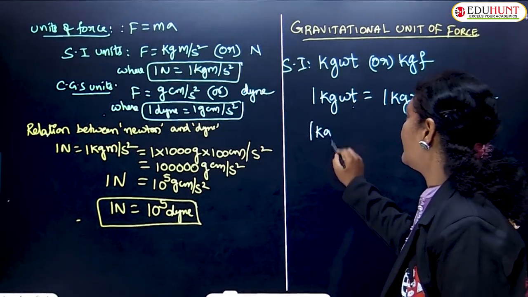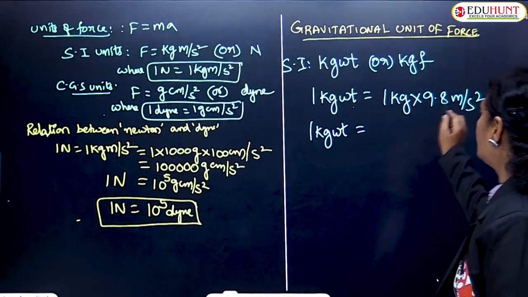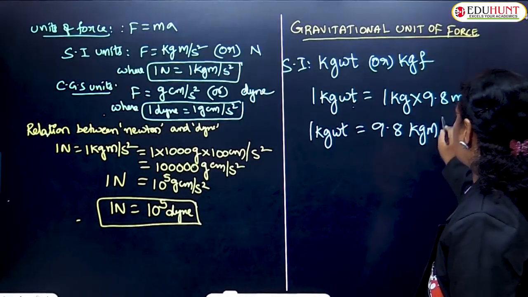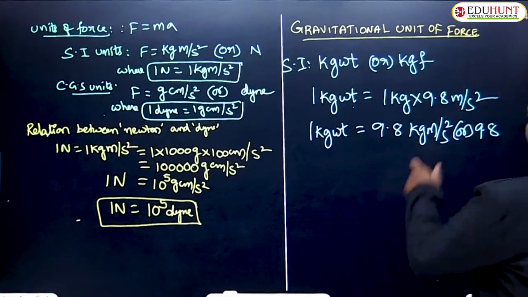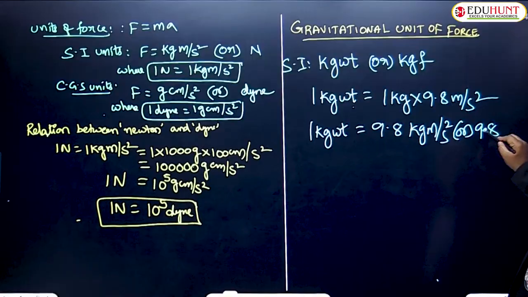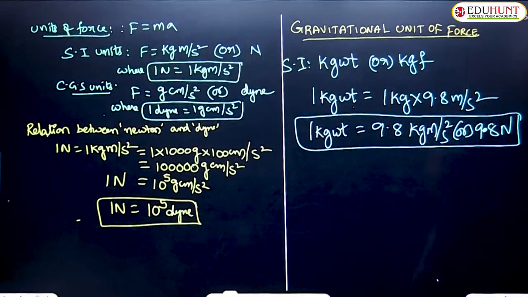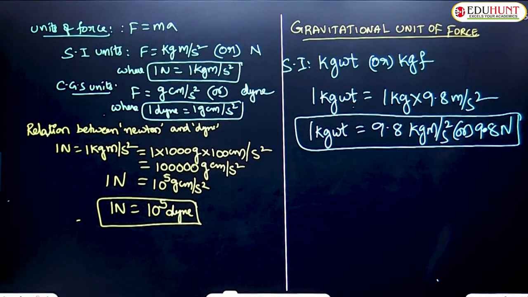Hence the value of 1 kg weight or 1 kg force is 1 into 9.8, that is 9.8 kg meter per second square, or simply 9.8 Newton. So you need to remember this: the value of 1 kg weight or 1 kg force equals 9.8 kg meter per second square or 9.8 Newton. This is all in the SI system.